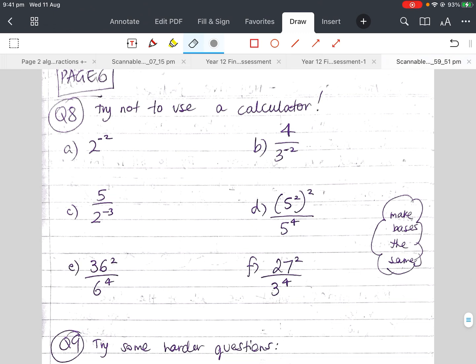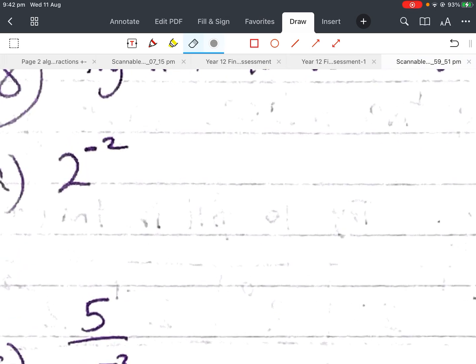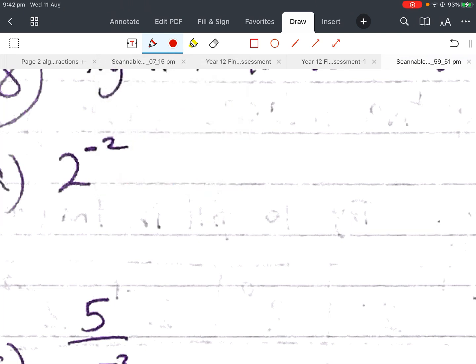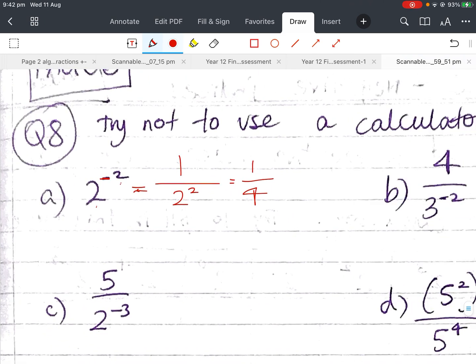Alright, question 8. Try not to use a calculator. See if you can work these out without. You may, to check your answers. Remember the negative means fraction line. The 2 and the 2 go on the bottom, 2 to the power of 2. There's nothing left, so I'm going to put a 1 on the top. What's 2 squared on the bottom there? Hopefully you said 4. There you go. That wasn't too bad, was it?